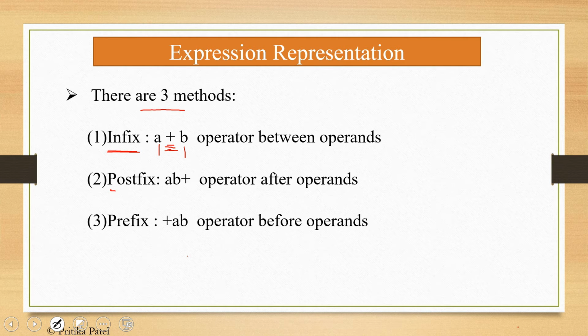Then next is postfix expression. In postfix expression, operators are placed after operands. So here A and B are operands and plus is the operator. So it is called postfix expression. Then next is prefix expression. In prefix expression, operators are placed before operands. So plus is the operator and AB are operands, so before the operands the operator is placed. So it is called prefix expression.